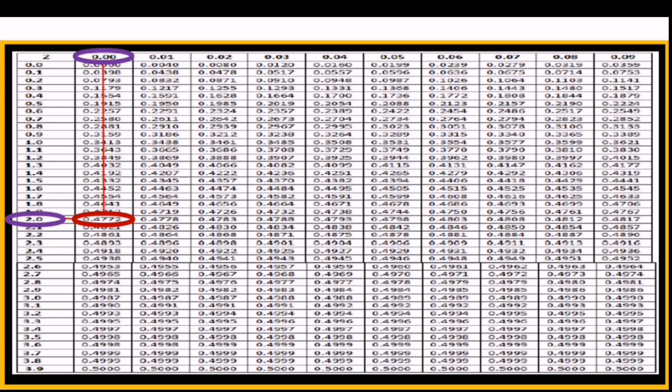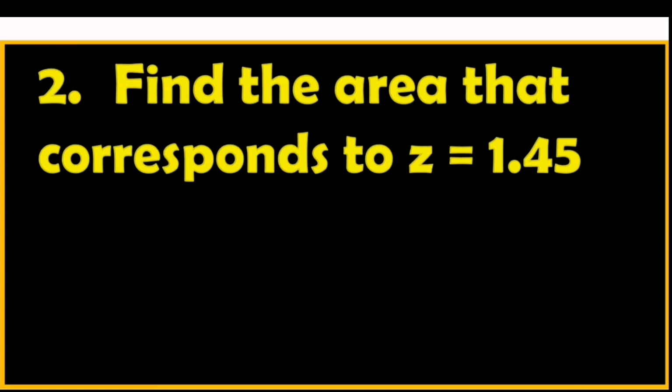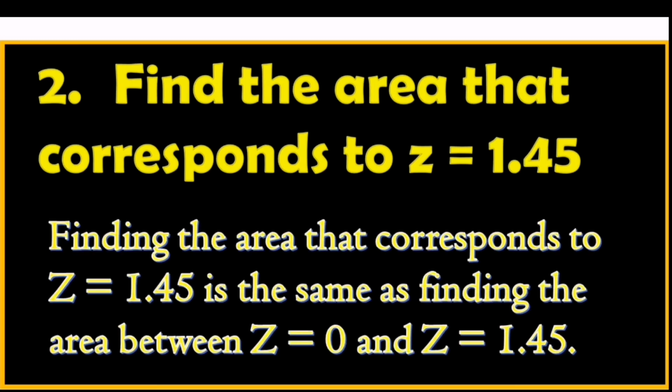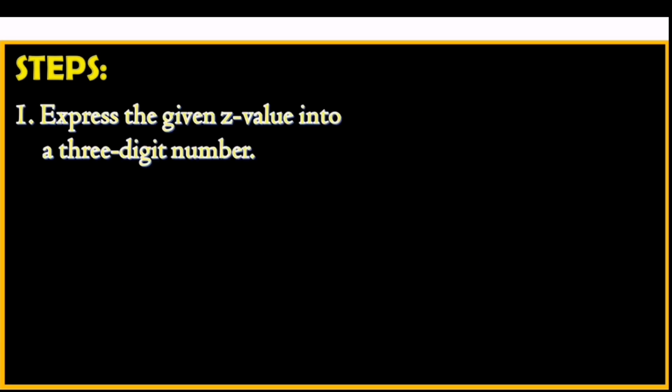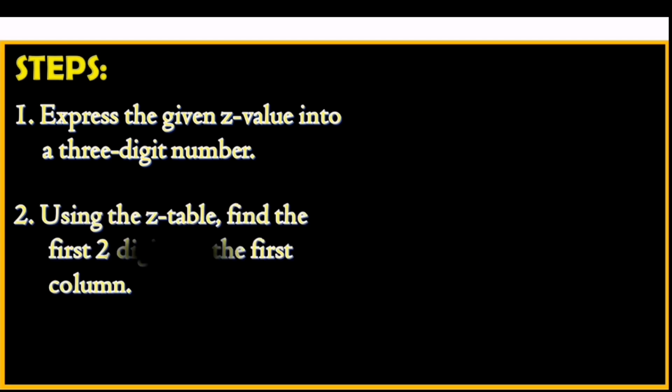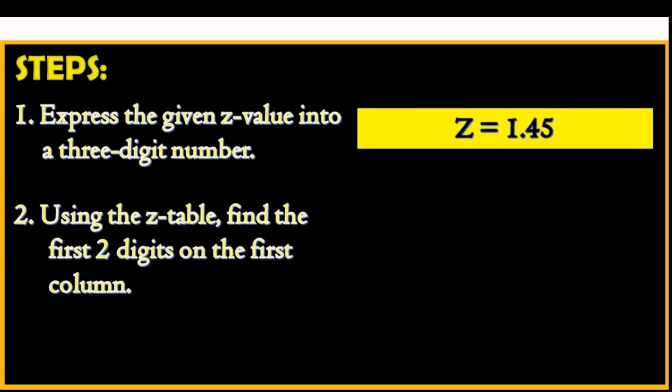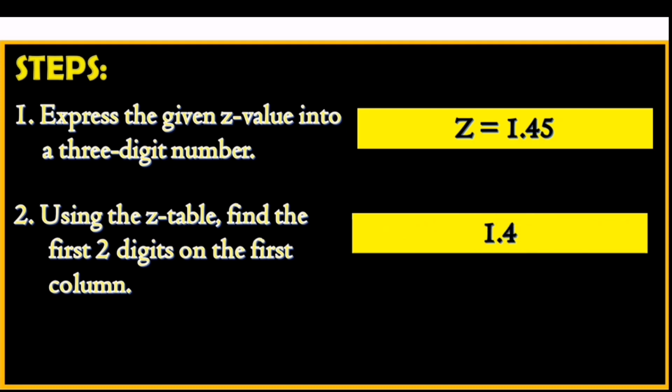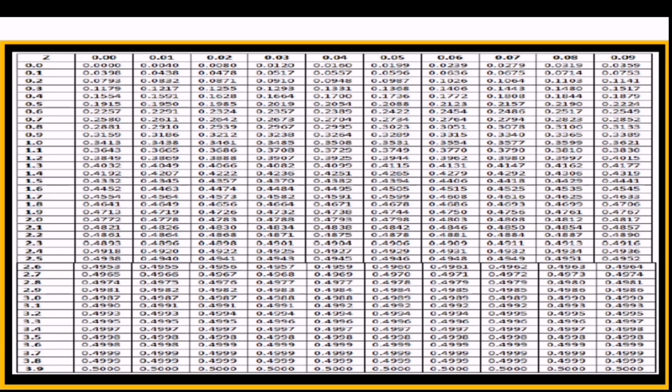Find the area that corresponds to z equals 1.45. Finding the area that corresponds to z equals 1.45 is the same as finding the area between z equals 0 and z equals 1.45. So we have here in the first column 1.4.